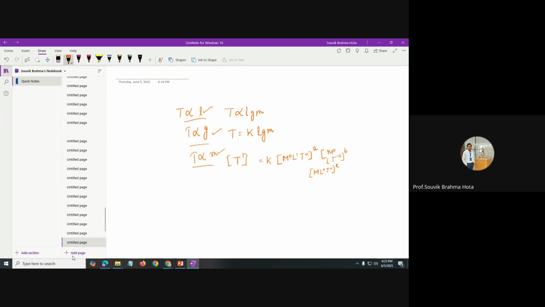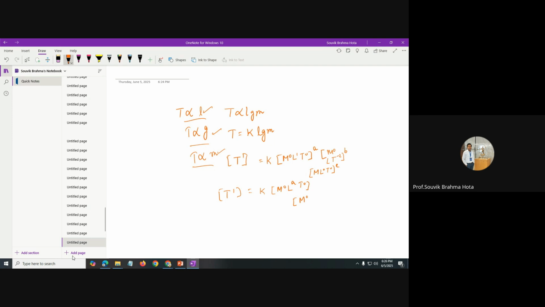Now we should equate both sides. How do we equate? First we write T to the power 1, then K doesn't have anything, so don't worry about it. Write down here, it is having M0, L raised to the power a. 1 is there means L raised to the power a. Then T raised to the power 0. Then here M raised to the power 0.